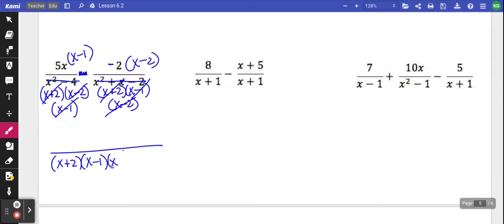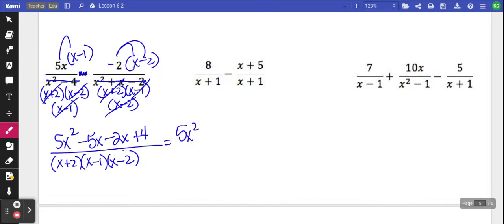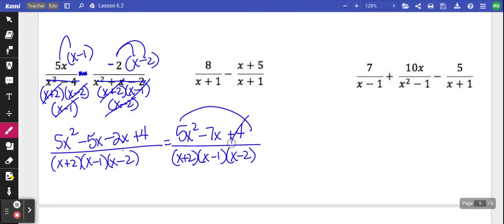Then distribute. 5x squared minus 5x, negative 2x plus 4, 5x squared minus 7x plus 4, over x plus 2, x minus 1, x minus 2. And just a quick look at the top tells me that this would not factor because I'd be looking for factors of 20 that add up to 7, and there's none. So that would be my final answer.